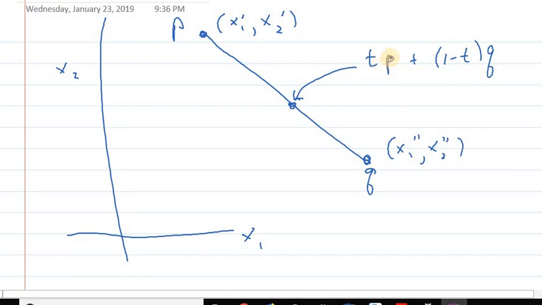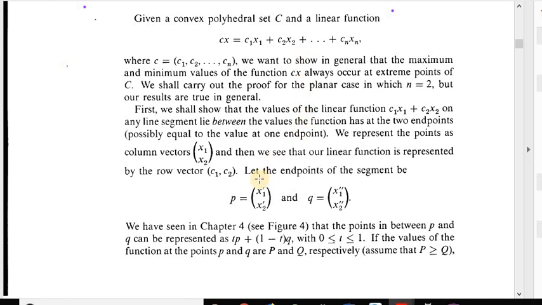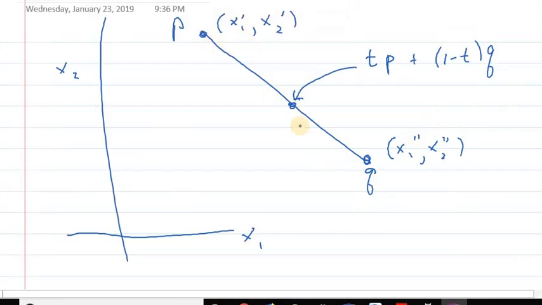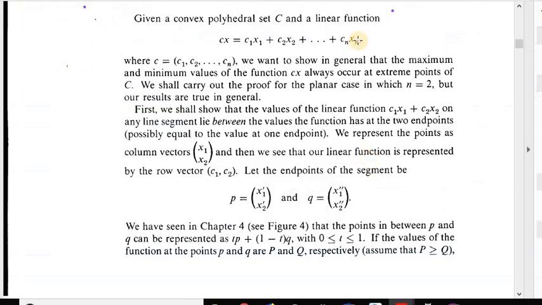Just to make this clear, this P is a vector, this Q is a vector, and this is a sum of vectors. So this point is also a vector. Now remember what we're trying to show. We're trying to show that this linear function at any point between P and Q is going to take a value between the linear function's value at P and the linear function's value at Q. It's going to take a value between those two.